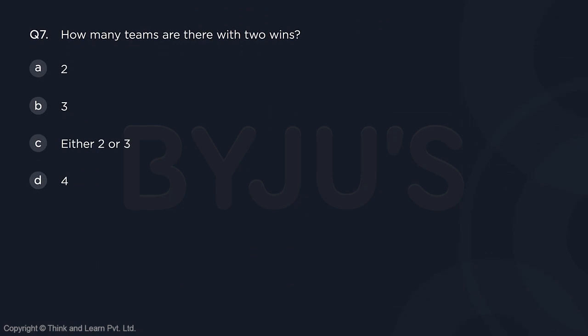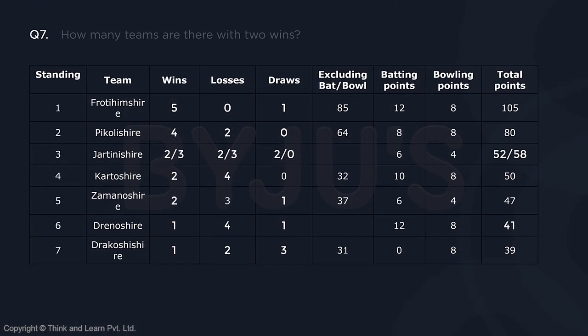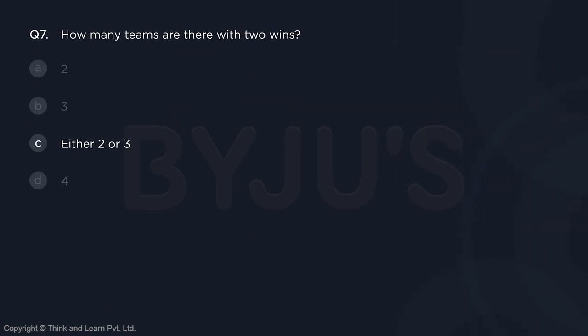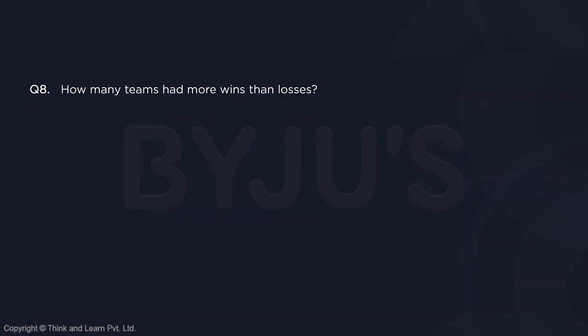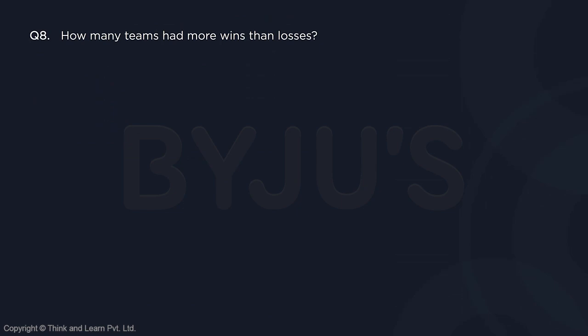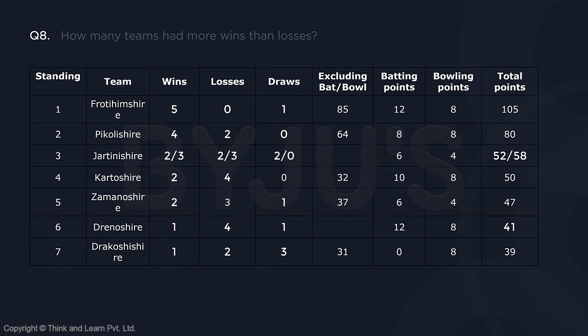How many teams are there with 2 wins? 1, 2 or 3. It could be either 2 or 3. So option C. How many teams had more wins than losses? More wins than losses. 1, 2. This is not there. This is not there. This is not there. This is not there. Only 2.